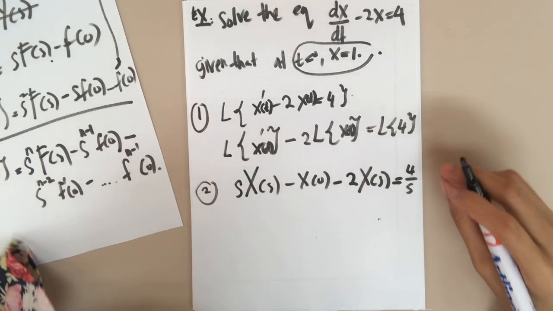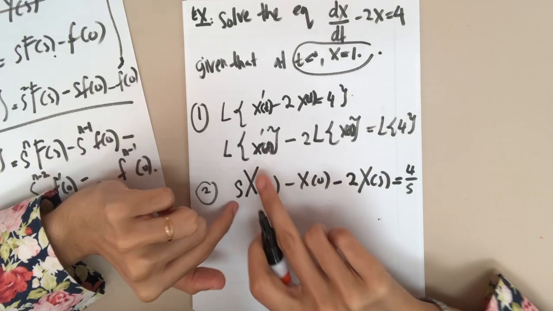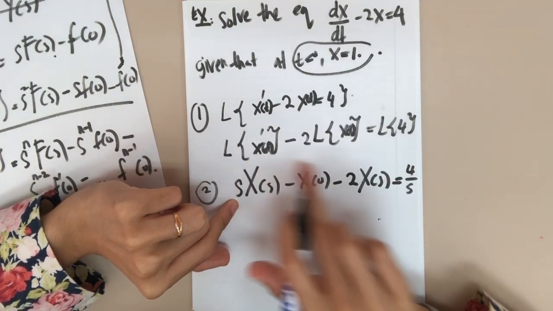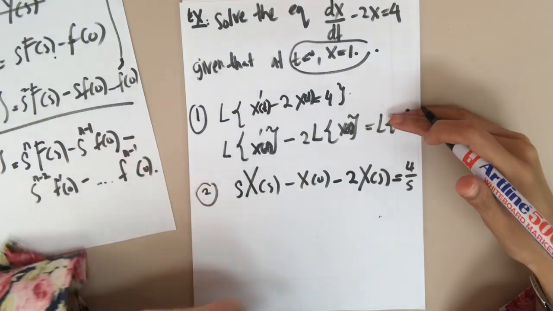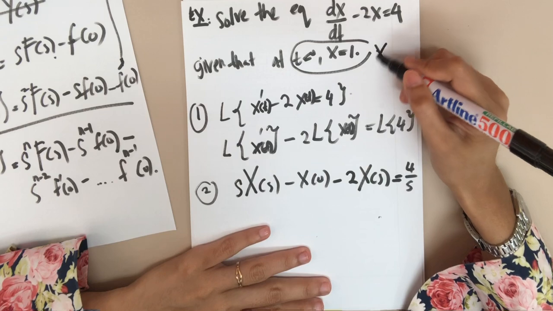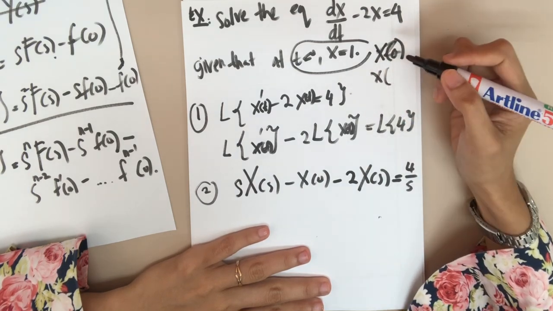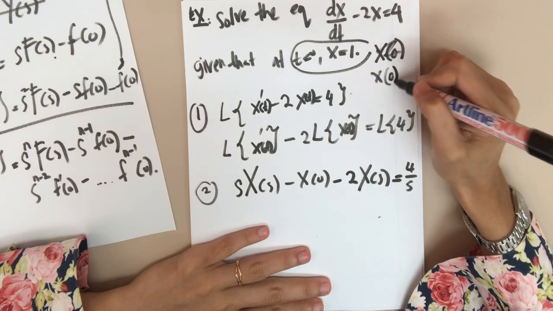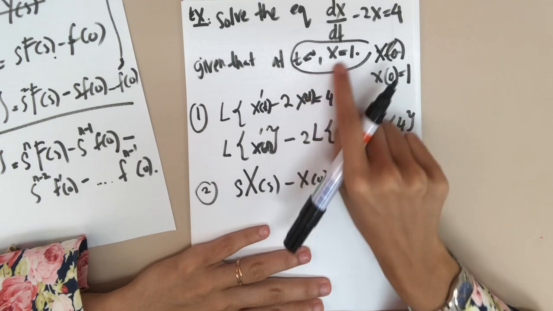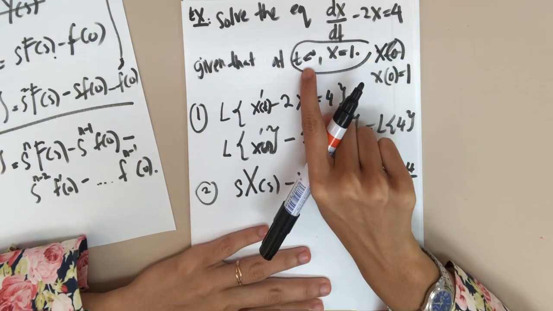Okay, then you substitute. For the previous video, I missed out this step. Before you substitute the initial condition, you need to replace all of this first, then you can substitute the initial condition. The initial condition here is given by x(0) = 1. This is what I mean. What is the meaning of this statement? x equals 1 when t equals 0.